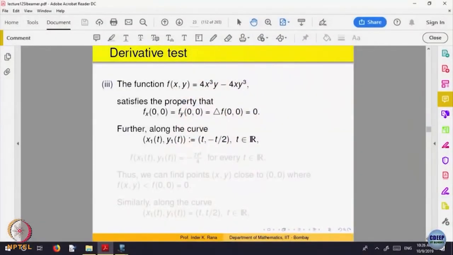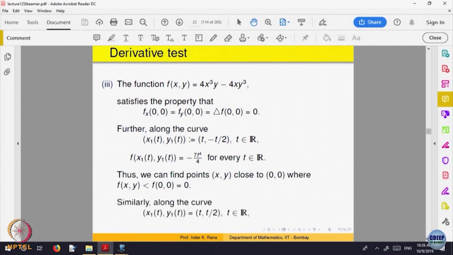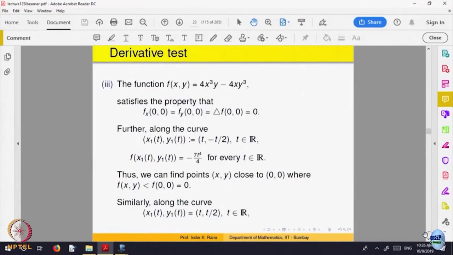So, this is by analyzing the behavior of the function at points close to the point you are looking at, along some curves, but the curve should pass through that point, that is important. You should not look at an arbitrary curve, because you want to look at every neighborhood of that point, right, and find a point where the value is bigger and some other point where the value is smaller. So, you should have a curve passing through that. So, this is the way you analyze that (0, 0) is a saddle point, okay.